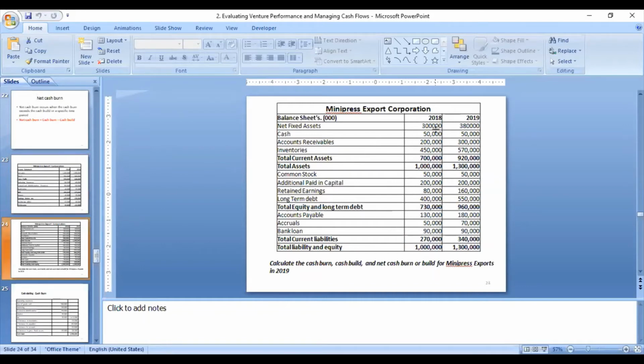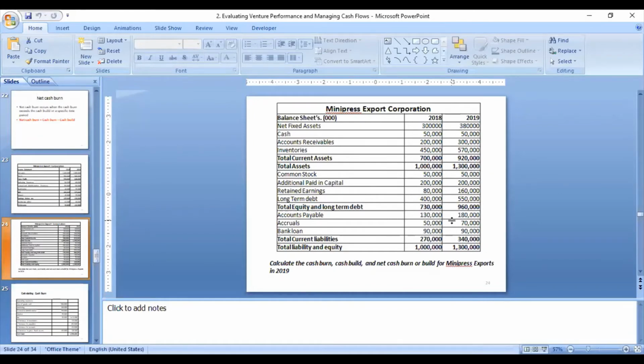So you can see that is also for 2018 and 2019. Net fixed assets is there, cash, accounts receivable, inventories, that is total assets. Then on the equity side, common stock, additional paid-in capital, retained earnings, long-term debt, current liabilities, payables, accruals, bank loans. So likewise, a very simple balance sheet.